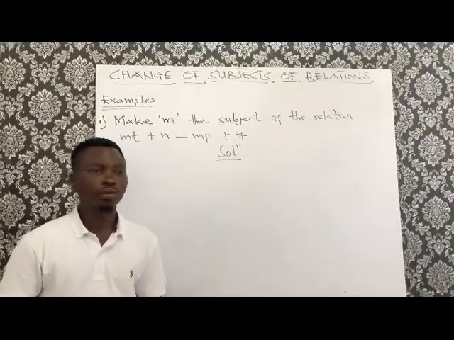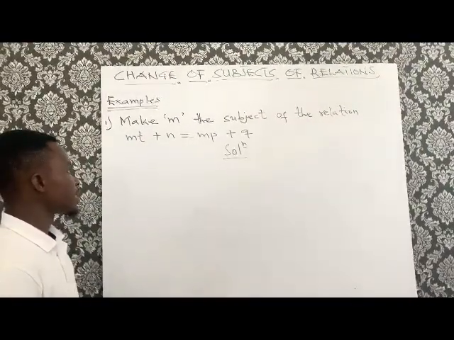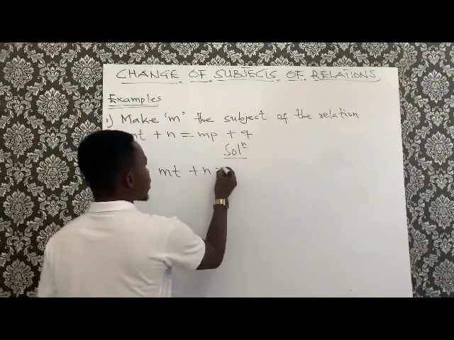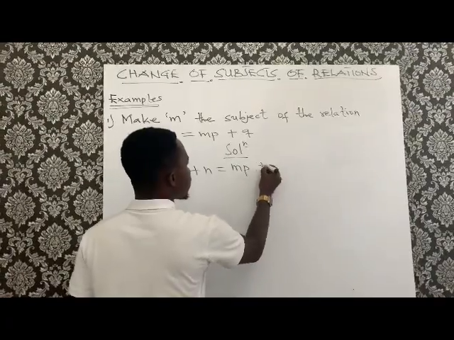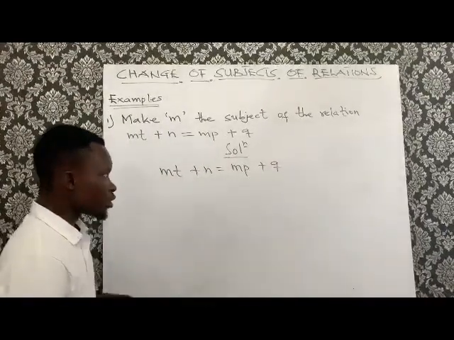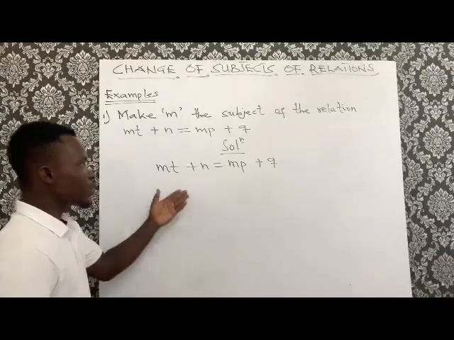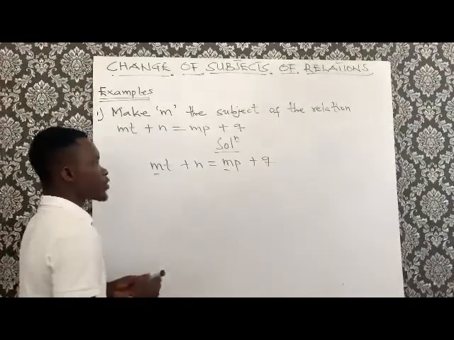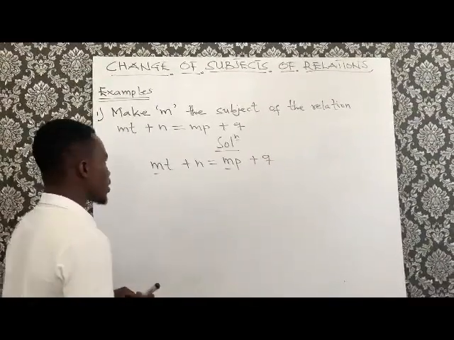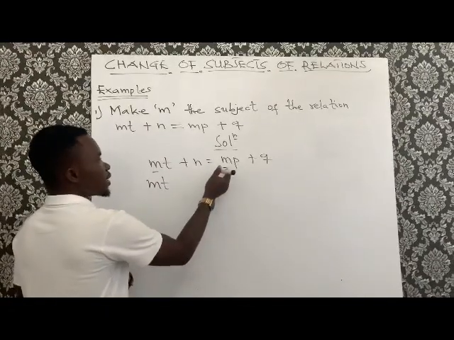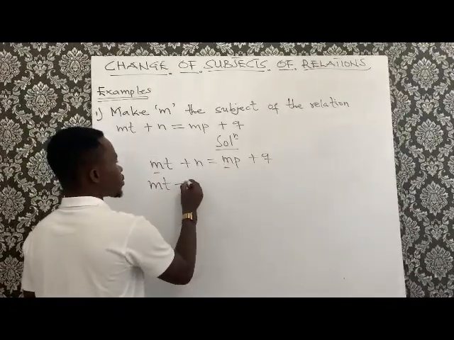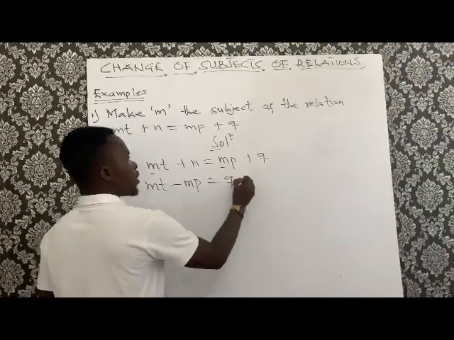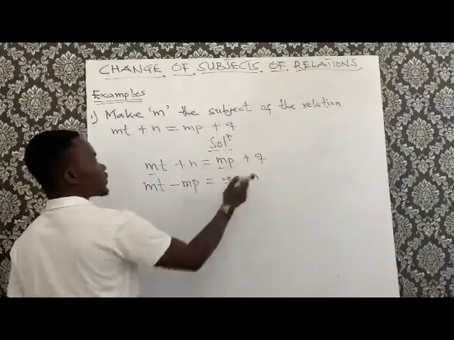Let's take our first example. Make m the subject of the relation. We have the relation mt plus n equals mp plus q. To make m the subject of this relation, we first group the terms containing m at one side of the equation. There's m here, there's m here, so we group these terms at one side. So we have mt, this one is crossing, so we subtract it to become minus mp, equals q minus n. We subtract n from the q.